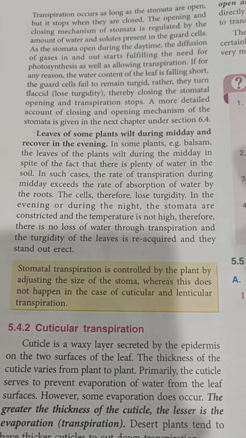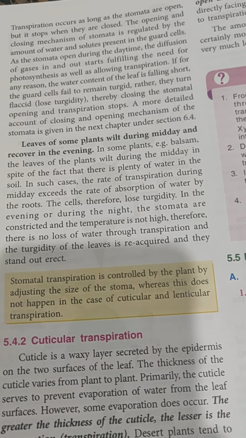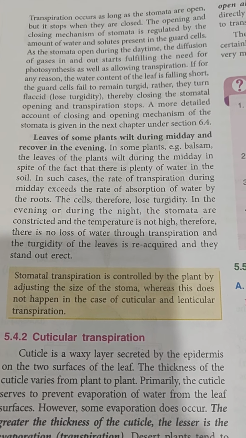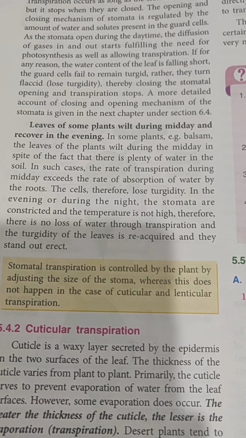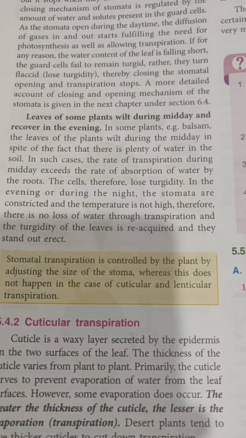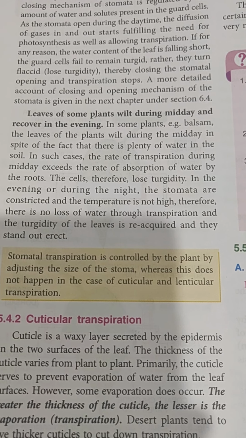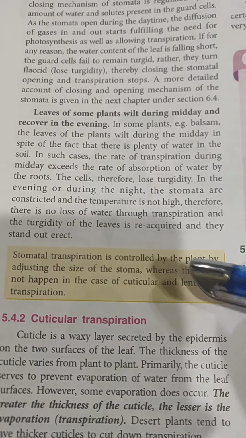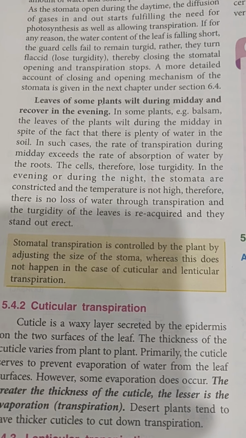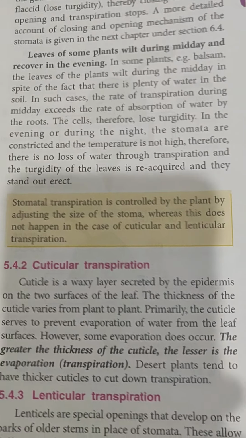Okay, so here we have learned that it's basically water that controls the opening and closing of guard cells, but that's not the entire truth. We will read in the photosynthesis chapter that it's the amount of solutes also that regulate the opening and closing of stomata. Now, stomatal transpiration is controlled by a plant, as we read just now, by adjusting the size of the stoma. But this cannot be done in case of cuticular and lenticular transpiration, because no adjustment can take place, because there is no such cell as a guard cell there.